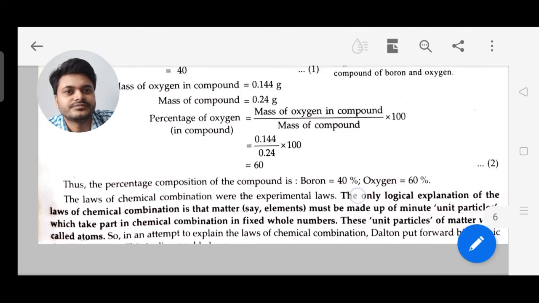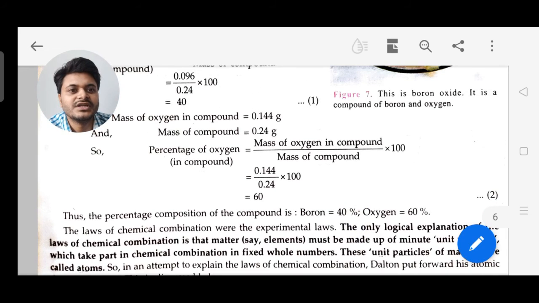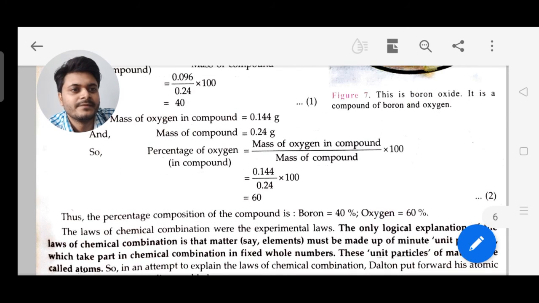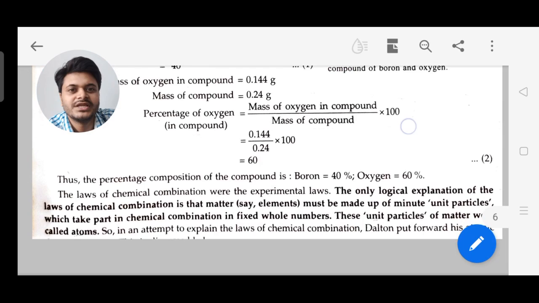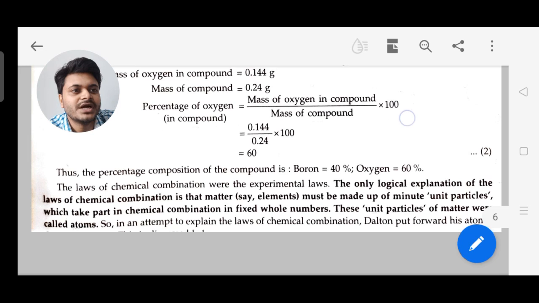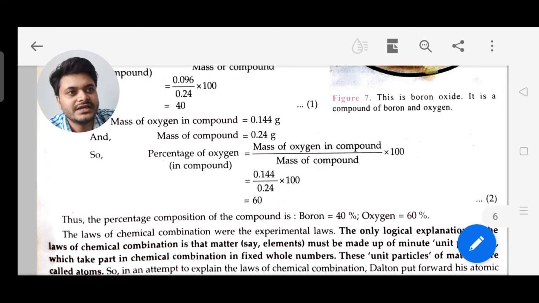Okay, so the laws of chemical combination are experimental laws. The only logical explanation of the law of chemical combination is that matter or element must be made up of minute or unit particles which take part in chemical combination in fixed whole numbers. Okay, so the unit particles of matter were called atoms.